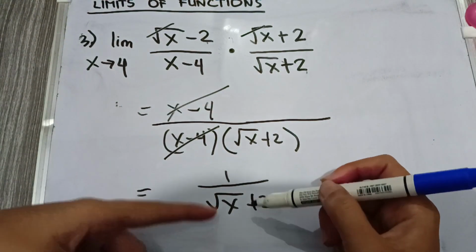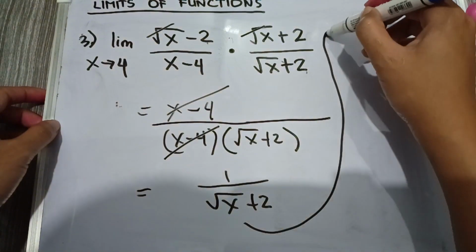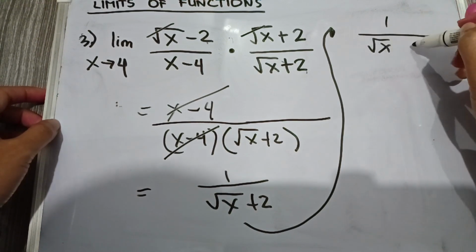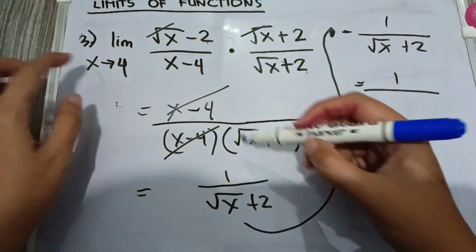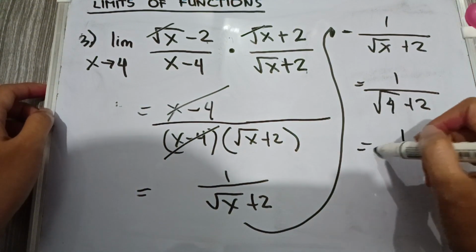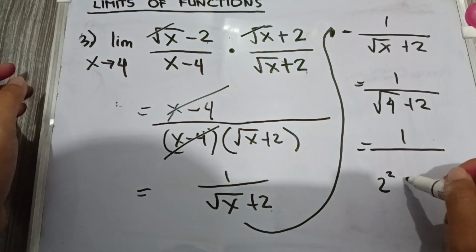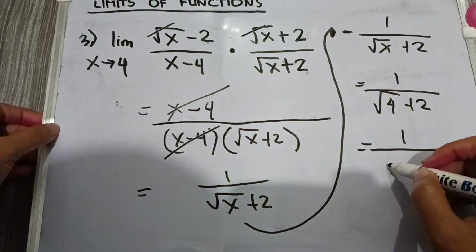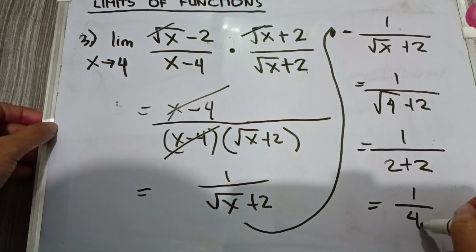We can now substitute the value of x with 4. So 1 over the square root of x plus 2. The value of x is 4. That is the square root of 4 plus 2. The square root of 4 is 2. So it's 2 plus 2. So the answer is 1/4.